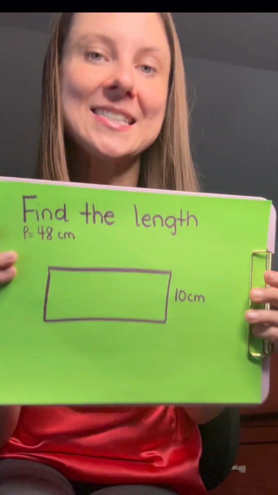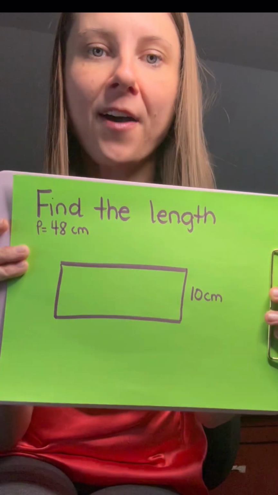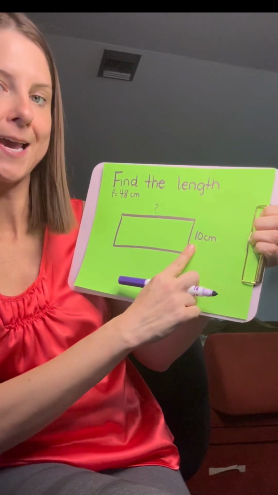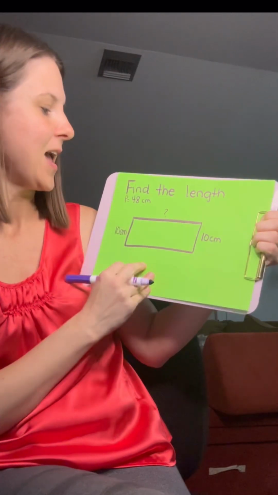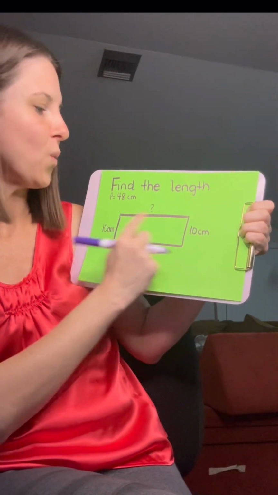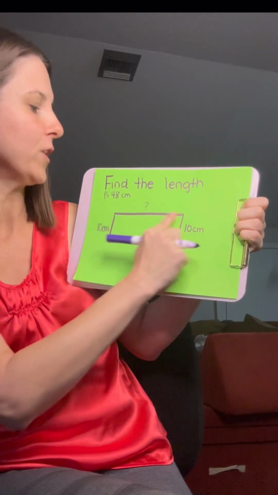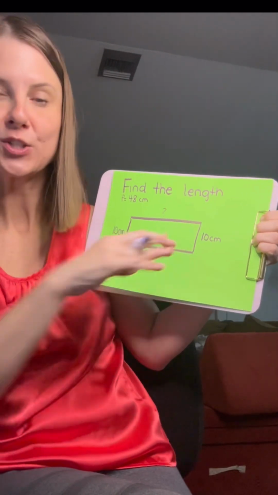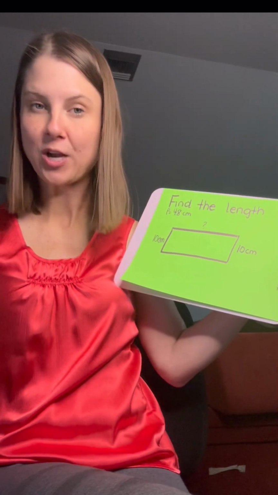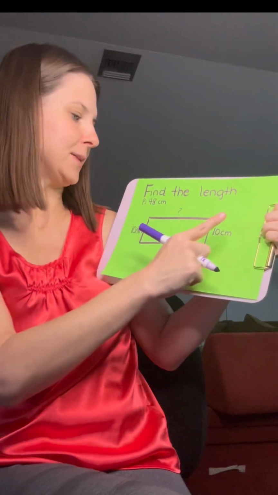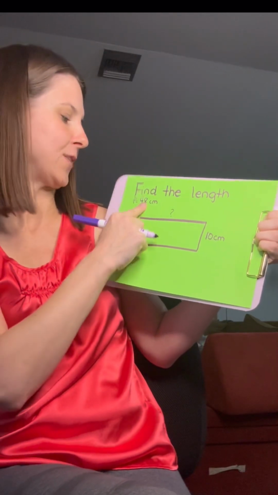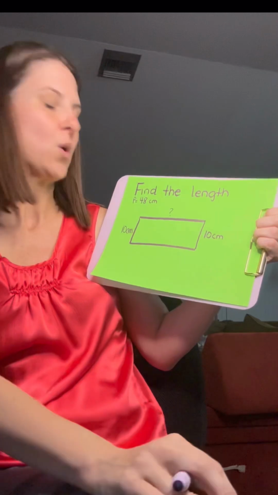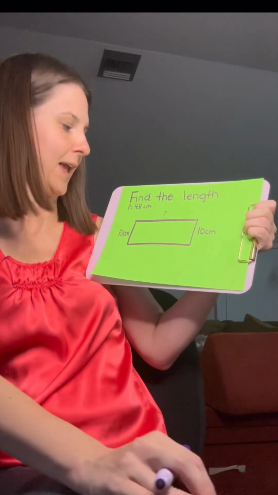Let's try another one. All right, our last problem for the night is find the length. This side is 10, so this side has to be 10. Okay, I know I do not want to include these sides because I'm only looking for one side. So if I don't want to include them, I'm going to subtract it, right? So 10 plus 10 is 20, so 48 minus 20, or you can say 48 minus 10 minus 10, what would that be? 28, correct?